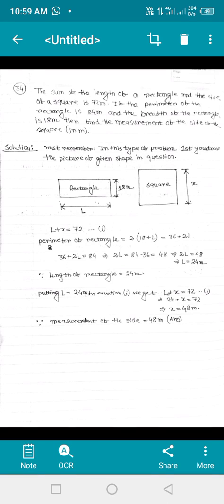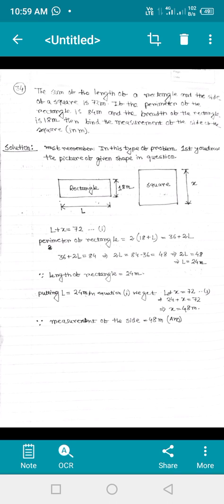Then we come to question number 34. The sum of the length of a rectangle and the side of a square is 72 meter. If the perimeter of the rectangle is 84 meter and the breadth of the rectangle is 18 meter, then find the measurement of all the sides of the square.